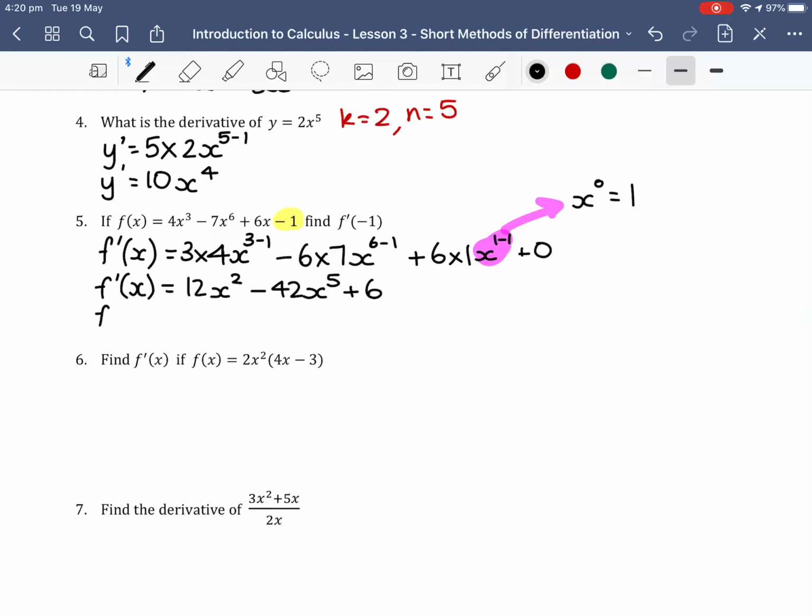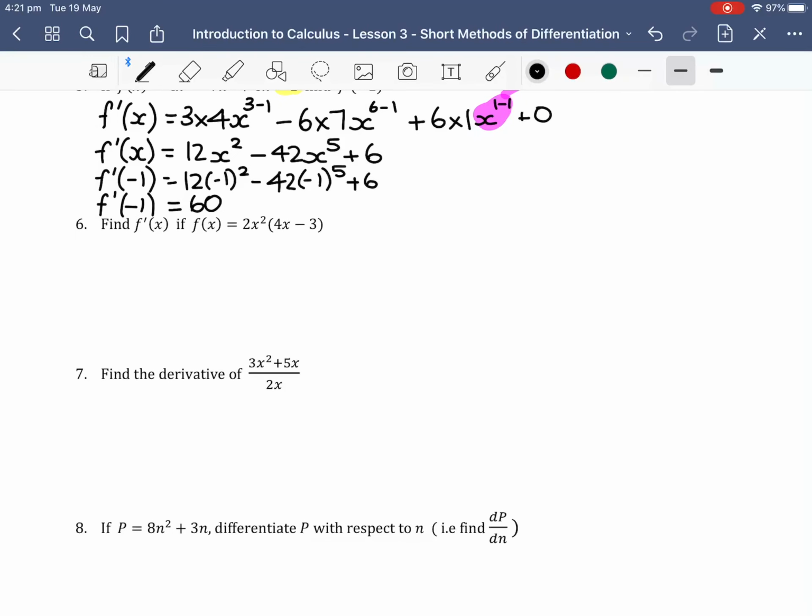So now that we have that, we can sub negative 1 in for where we have x. So f dash negative 1 is 12 times negative 1 squared minus 42 times negative 1 to the power of 5 plus 6. And so when we sub that into our calculator, we get 12 times negative 1 to the power of 2 minus 42 times negative 1 to the power of 5 plus 6. So we get that equals 60.